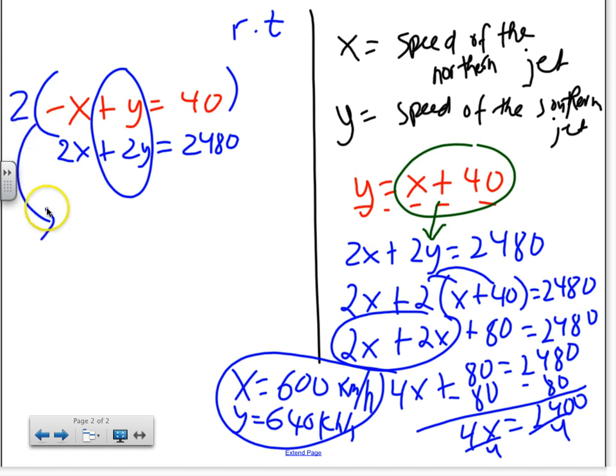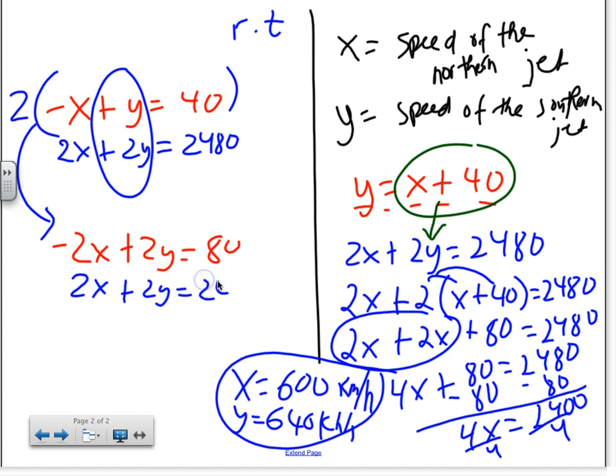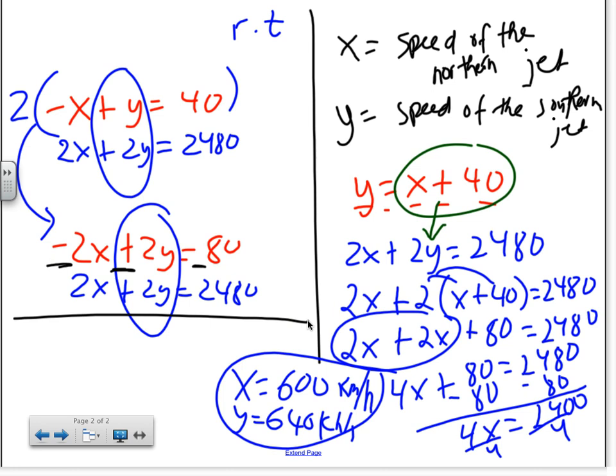So it's going to become negative 2x plus 2y equals 80. So the blue remains the same as 2x plus 2y equals 2,480. I'm still focusing on the y, so what should I do next? Subtract, and do I subtract this one column or above, or all? All of them. So watch what happened. What is negative 2x minus 2x? Negative 4x. Is it 4x or negative 4x?